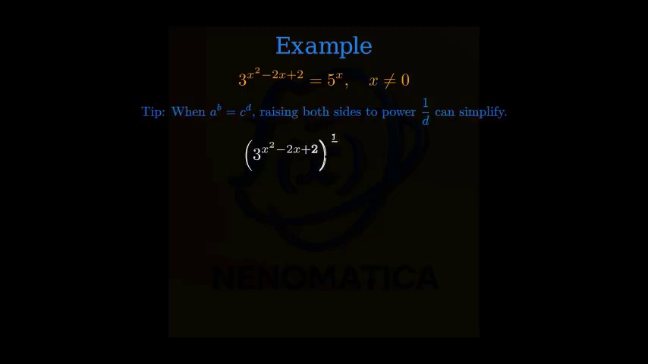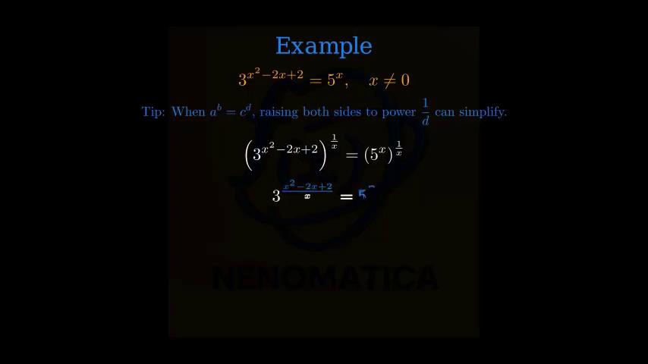Exponential equations. Welcome! In this example, we solve the exponential equation 3 raised to the power of x squared minus 2x plus 2 equals 5 raised to the power of x, with the condition that x is not equal to 0. To solve this equation, we'll first raise both sides to the power of 1 over x. This will help us simplify the expression.